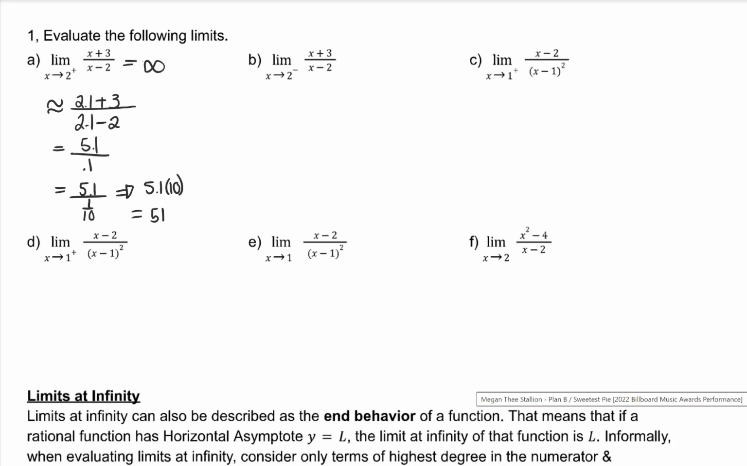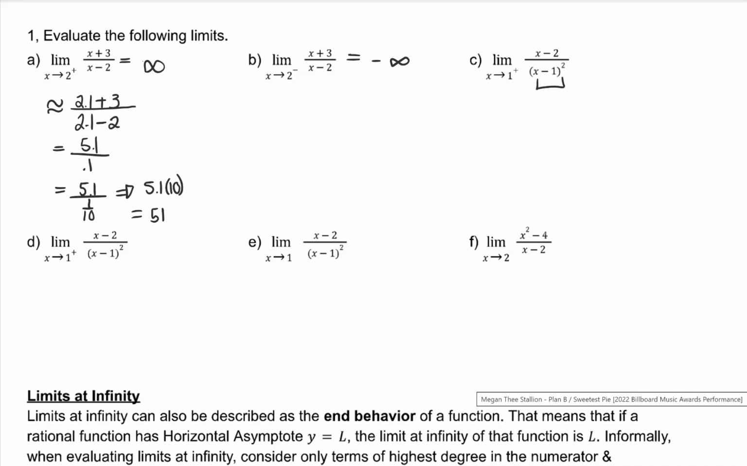If your limit is infinity, technically the limit does not exist because infinity is not a number, but we're going to write infinity instead of does not exist because we want to give a picture of the limit behavior. This is the exact same function, but it's asking for 2 from the left, so I could plug in 1.9, or I could remember that x minus 2 to the power of 1 is an odd vertical asymptote. So if the right side goes to infinity, the left side will go to negative infinity. Odd vertical asymptotes have opposite behaviors.